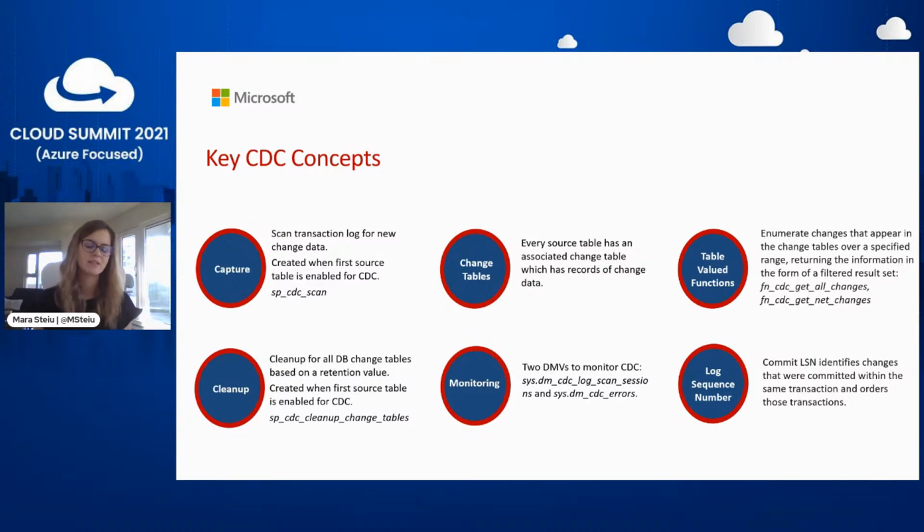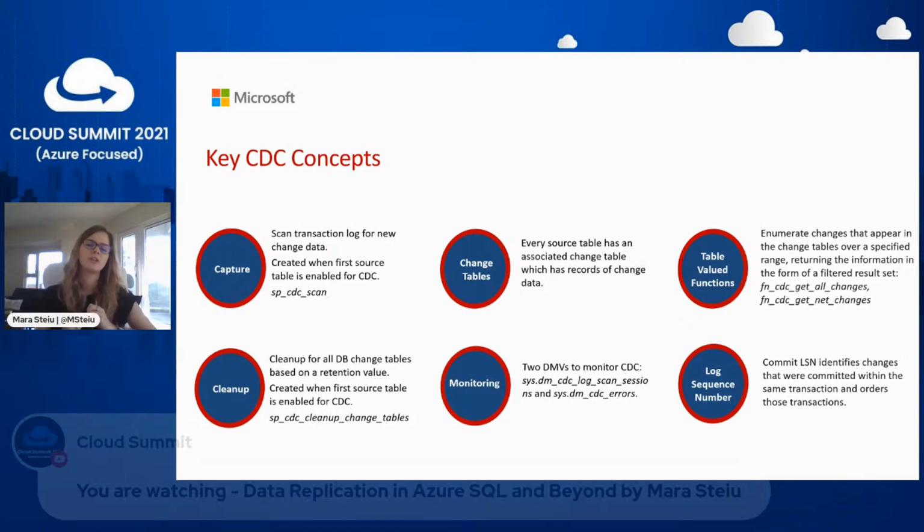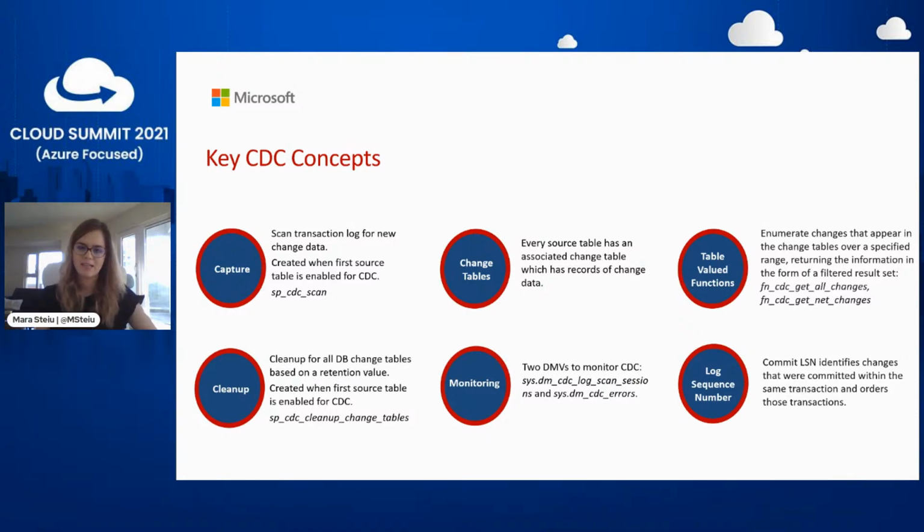Then you have the change tables. So for every source table enabled for CDC, you have an associated change table created. Then you can do monitoring. So these are two DMVs that you can use to monitor CDC. Then you have table valued functions. So these allow you to take the changes over a specified range and to return that in a filtered result set. So you get all changes by default. You can also enable it such that you get net changes. And we'll see in the demo how you can do that.